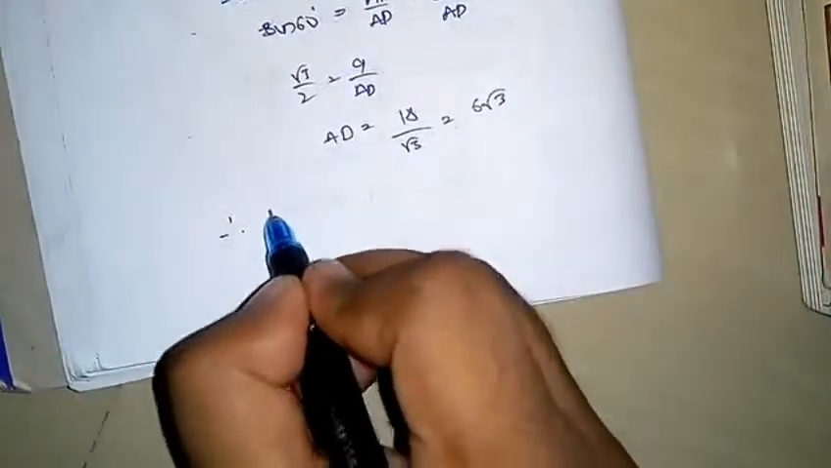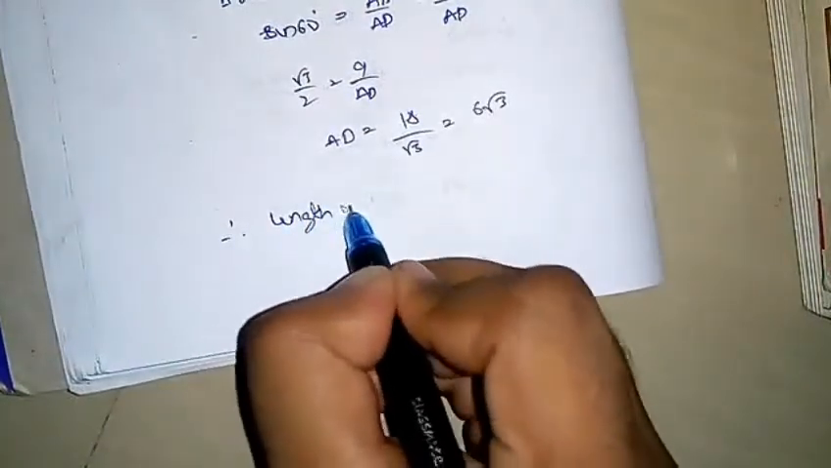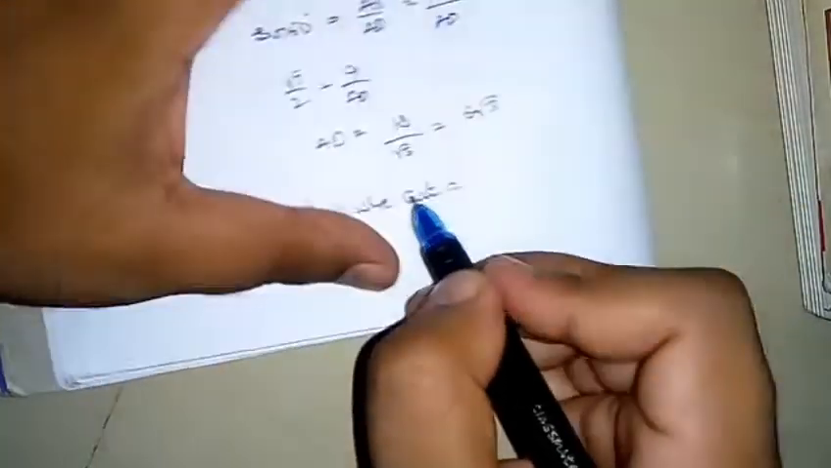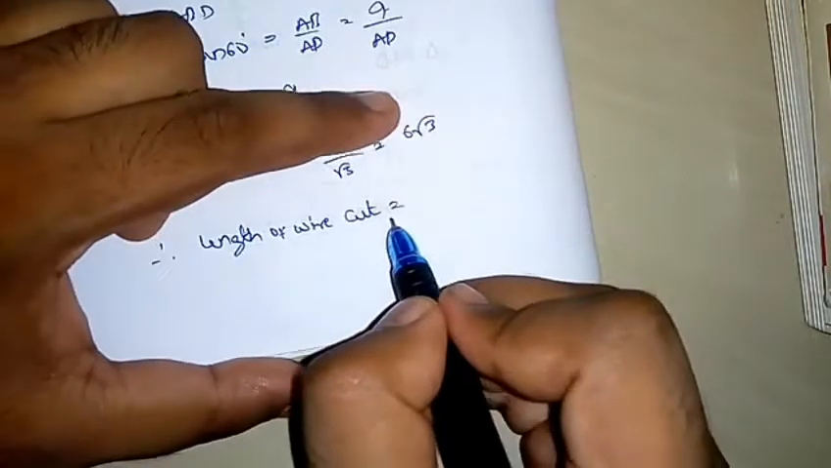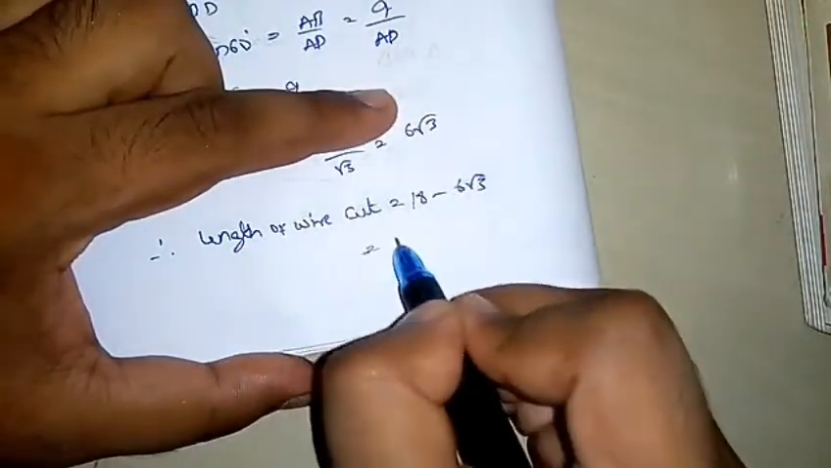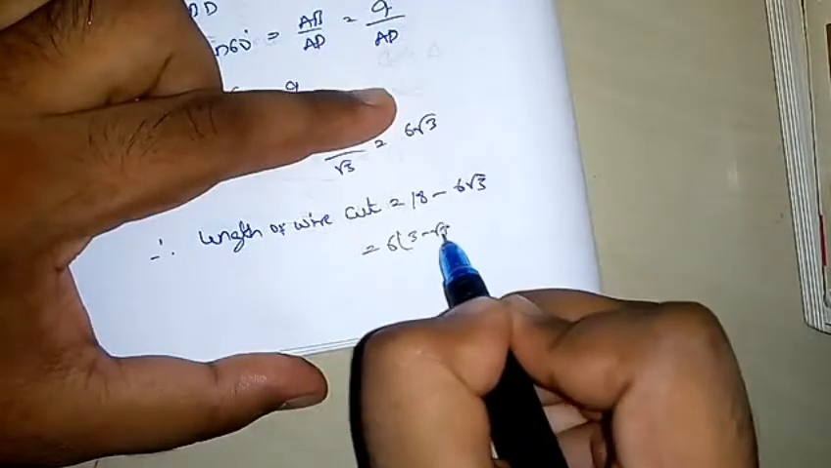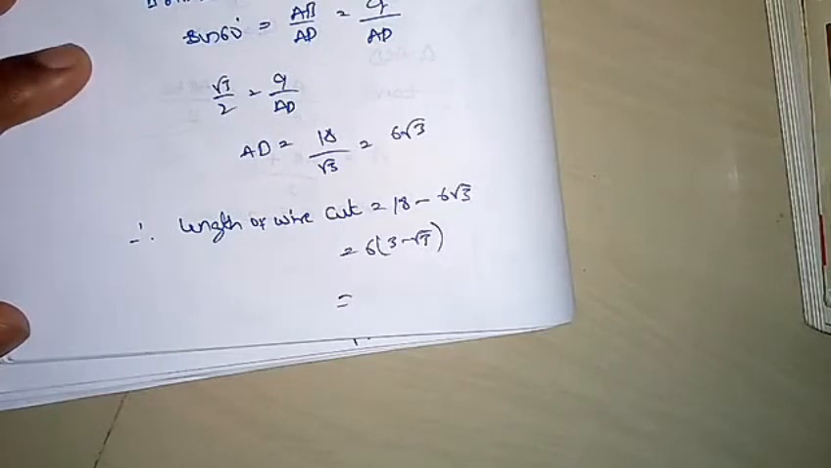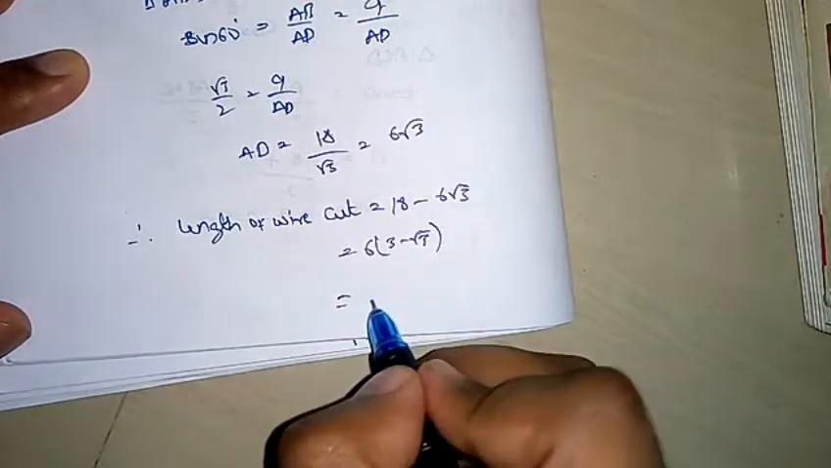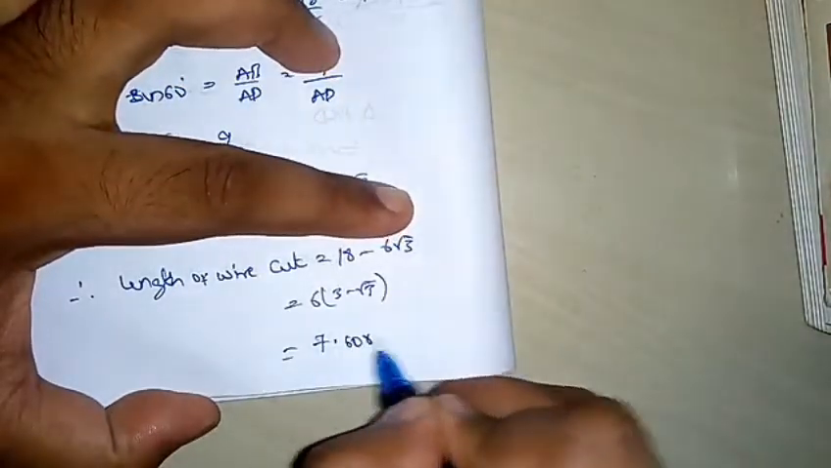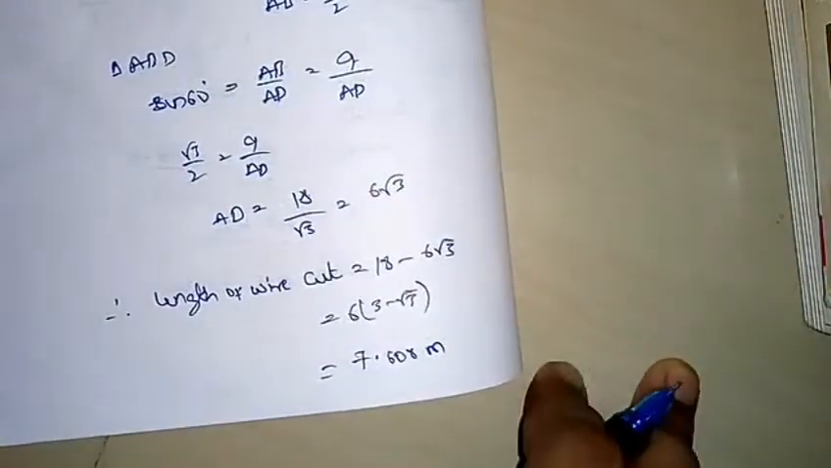Therefore the length of wire cut is equal to, initially AC is 18, minus 6 root 3, which is equal to 6 times 3 minus root 3, which is equal to 7.608 meters. That's all. Sixth question.